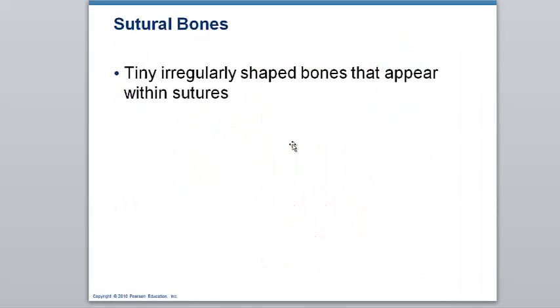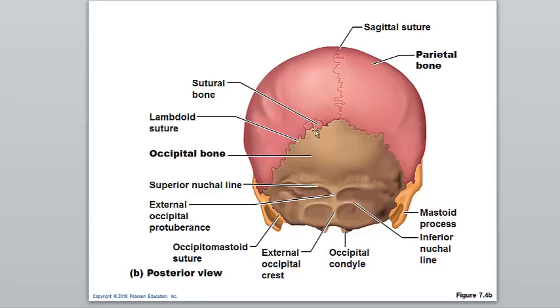That basically concludes all the main bones in your cranial cavity. There are sutural bones. Sutural bones are tiny bones like you see over here between the sutures. Now let's talk about the sutures. How many different types of sutures do you have in your cranial vault?